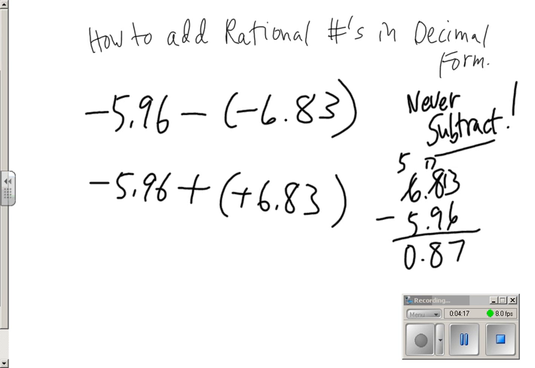So my answer is 0.87. And is that positive or negative? Well, I have more positive, so my answer is therefore positive. Okay. That's how you do it. That's how you rationalize how adding and subtracting of rational numbers, no pun intended, is accomplished.